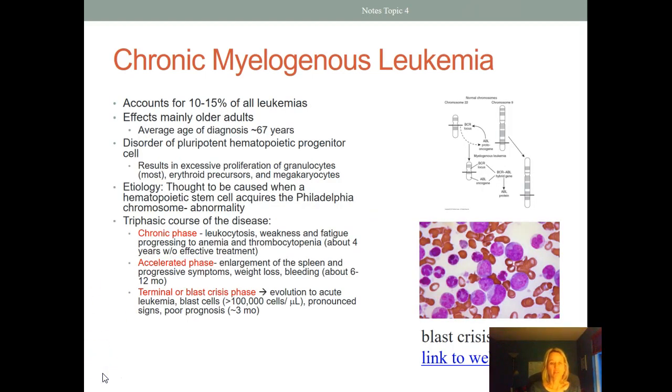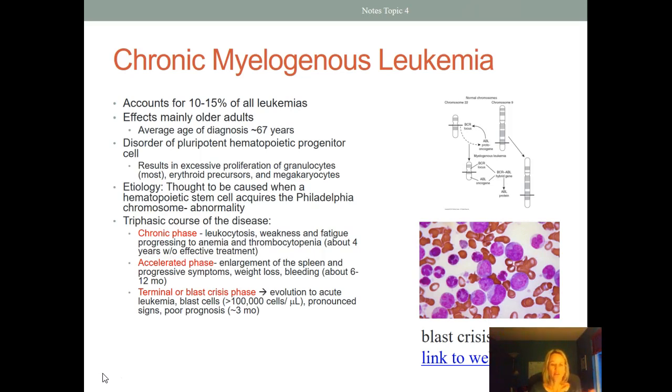Chronic myelogenous leukemia accounts for about 10 to 15% of all leukemias, and it affects mainly older adults, with the average age of diagnosis being about 67 years. It results in excessive proliferation of granulocytes, erythroid precursors, and megakaryocytes. These all come from the myeloid pathway. It's thought to be caused when one of these stem cells acquires what they call the Philadelphia chromosome abnormality. This is present in about 90% of patients, and this is due to a chromosomal translocation.